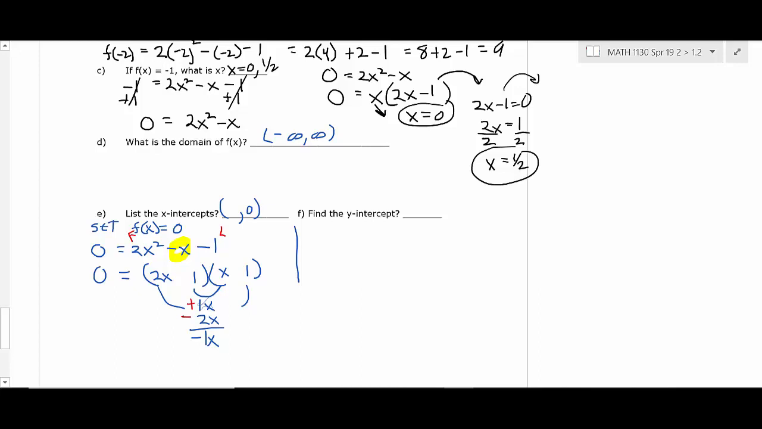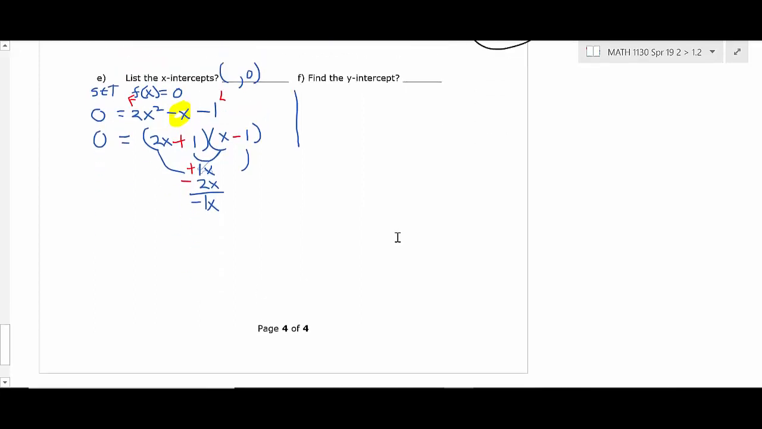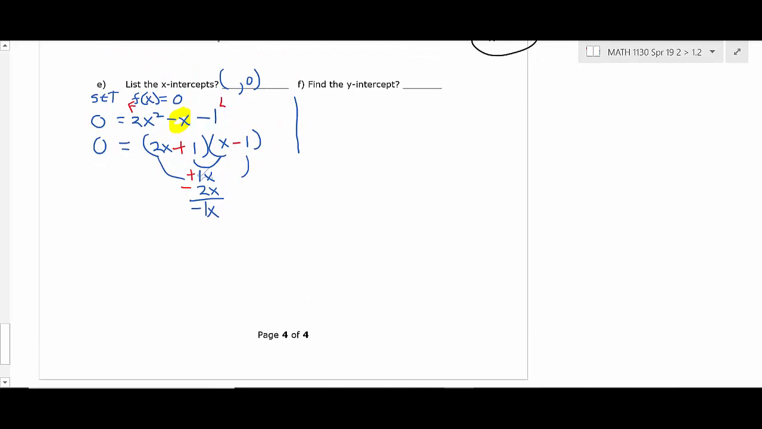You can do that in your head, but a lot of times students do much better if they just write it down like that. Then it's pretty easy to figure out how the signs go. So that's your factoring. And then once you do that, you take each factor. There's two factors, and you set each factor equal to 0. You can a lot of times do this in your head. So 2x plus 1 is 0, then x minus 1 is 0. Solve those two equations, and then you've got your two x-intercepts.